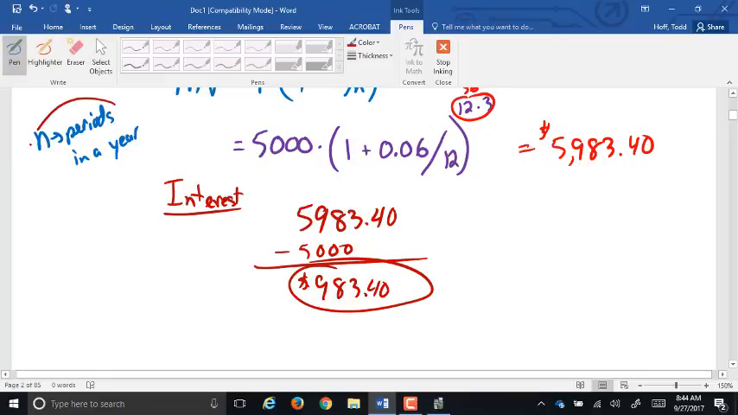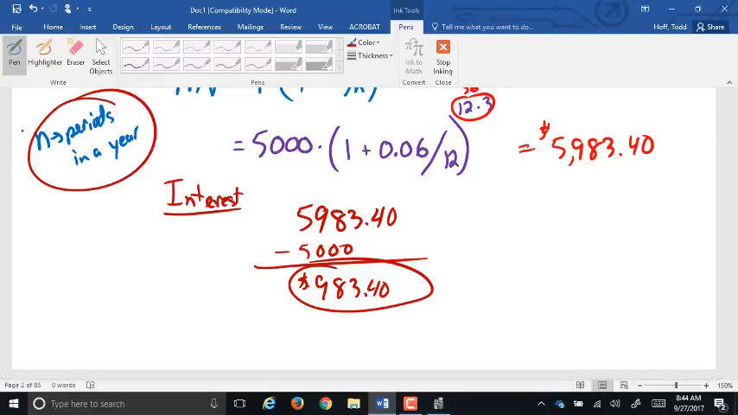N stands for the number of periods in a year. So if it's compounded monthly, N is 12. If it's compounded quarterly, N is 4. Semi-annually, which means twice a year, so N would be 2.